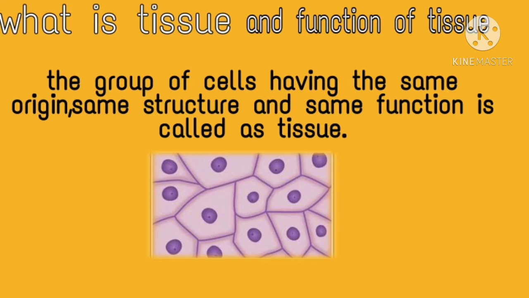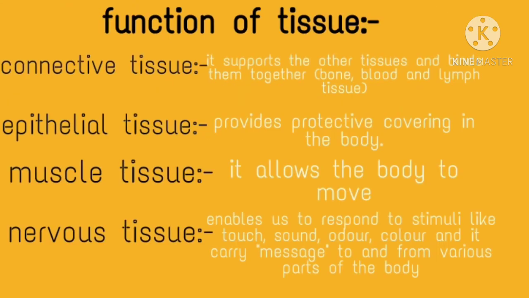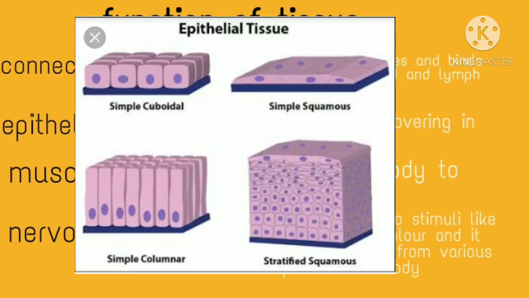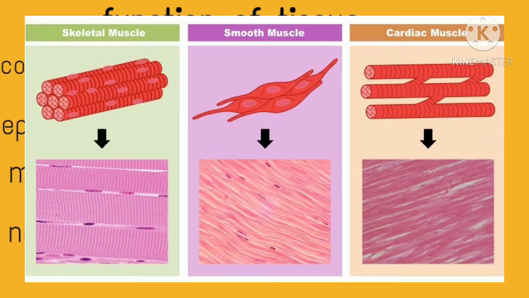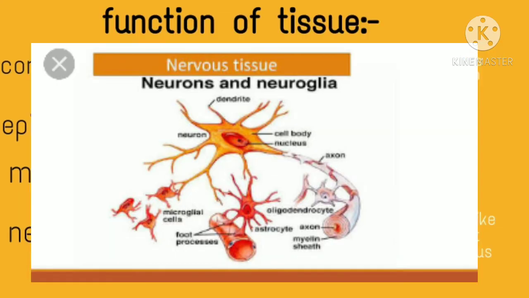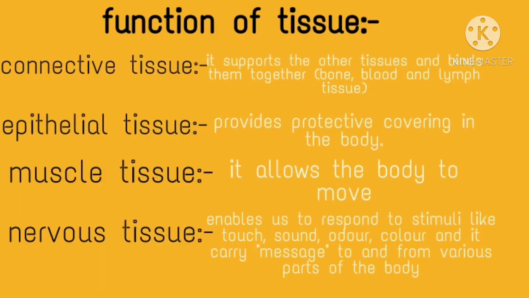See, then what are the functions of tissues? Actually there are 4 types of tissues, that is epithelial tissue, connective tissue, muscle tissue and nervous tissue. And these 4 types of tissues have different functions. We will see it. First one is the connective tissue. The function of the connective tissue is to support other tissues and bind them together.